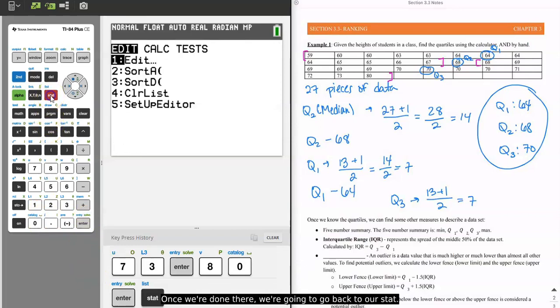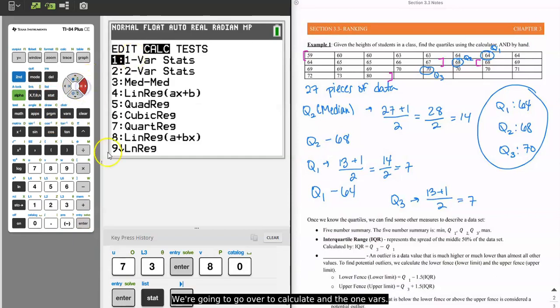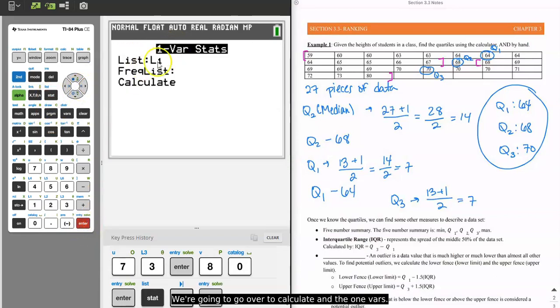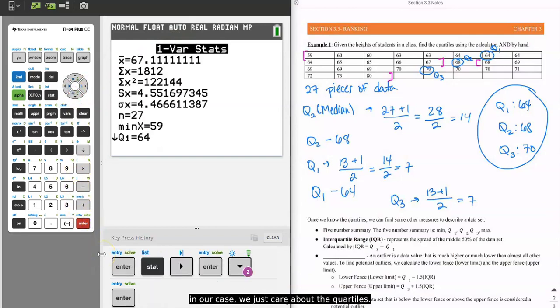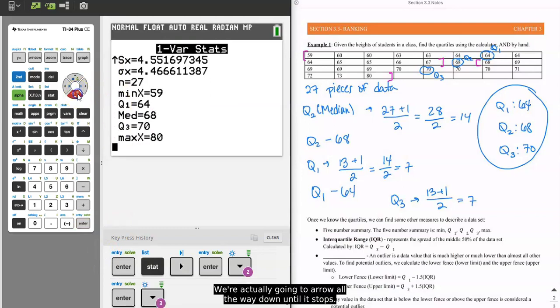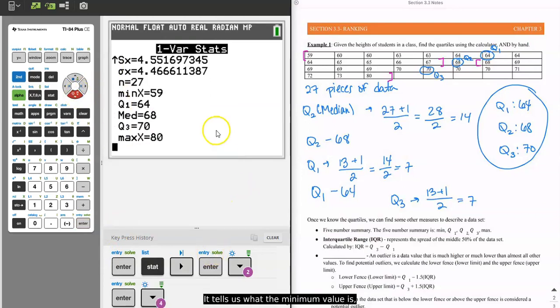Once we're done there, we're going to go back to our stat. We're going to go over to calculate and the 1-Var Stats. We just want L1 in there, so we'll hit calculate. And in our case, we'll just care about the quartiles. So we're going to arrow all the way down till it stops. And it tells us what the minimum value is, what quartile 1 is, median, quartile 3, and the max.